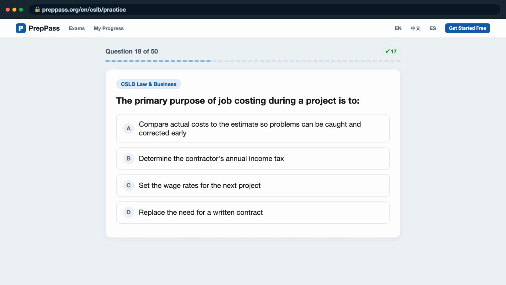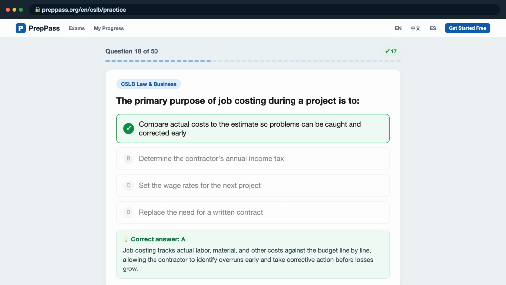Question 18. The primary purpose of job costing during a project is to, is it A, compare actual costs to the estimate so problems can be caught and corrected early? B, determine the contractor's annual income tax. C, set the wage rates for the next project. D, replace the need for a written contract? The correct answer is A.